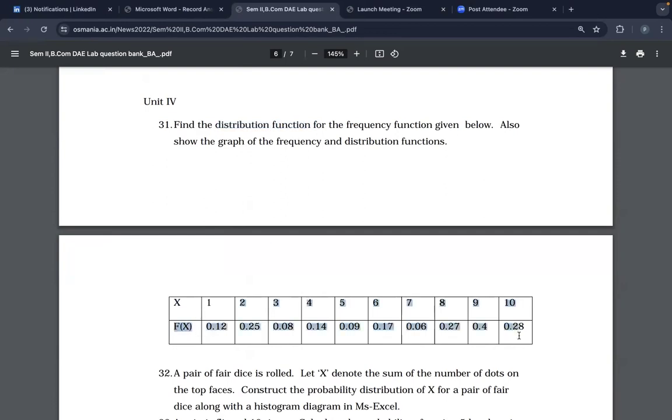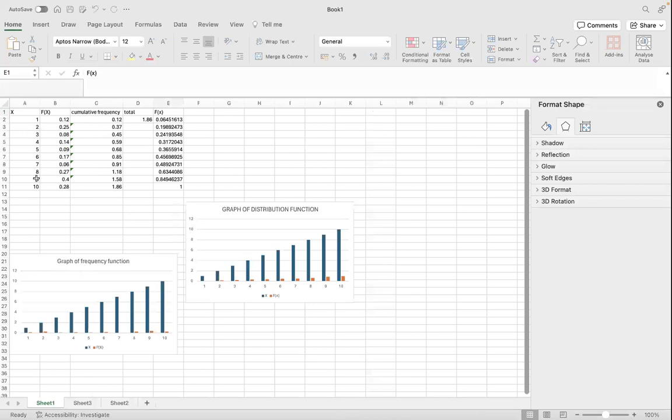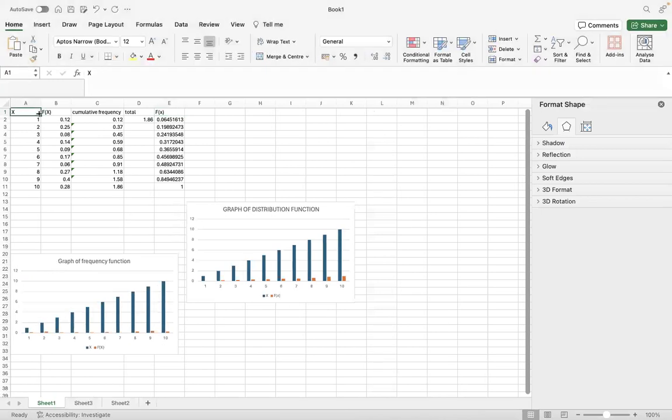First, you have to enter the given set of data. What is given in the question? X is given, f of x is given. I'll enter all the values. For finding F of small x, it's nothing but cumulative frequency divided by the total of the frequency distribution. This is what I have to do.